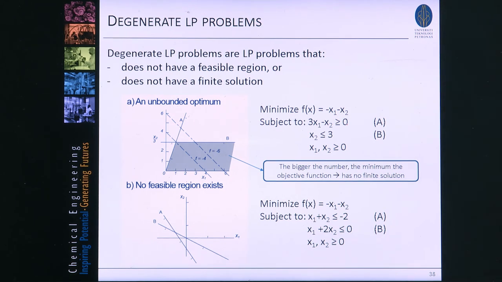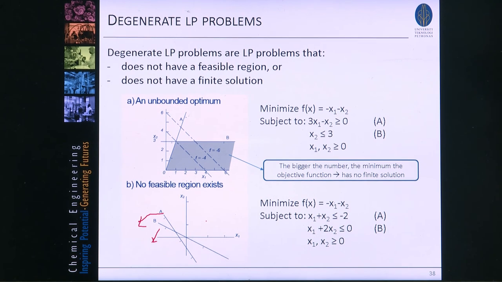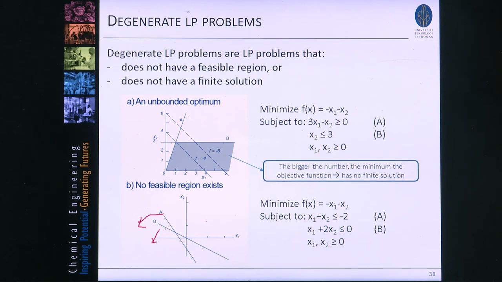So degenerate problems are problems that do not have a feasible region. For example, we have constraint A and then constraint B. Constraint A is moving in this direction, constraint B is moving in that direction. While we know x1 and x2 have to be positive, there's no feasible region indeed. So later on, if you use any solver, like Excel solver or any other solver, and you don't find any feasible region, then this might be your case. An unbounded optimum doesn't have a finite solution.